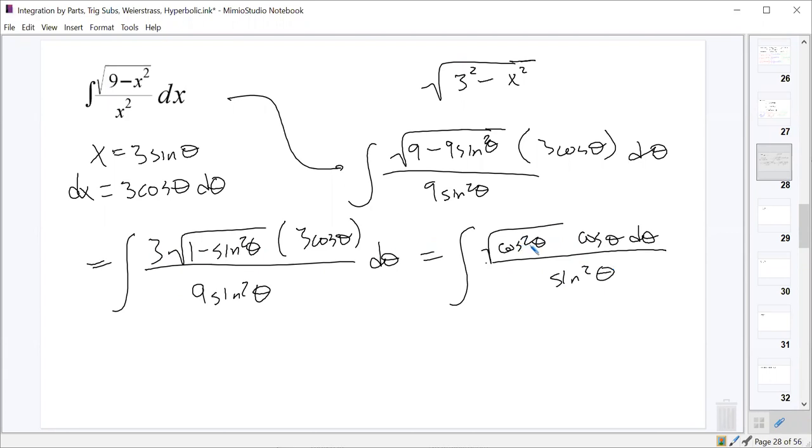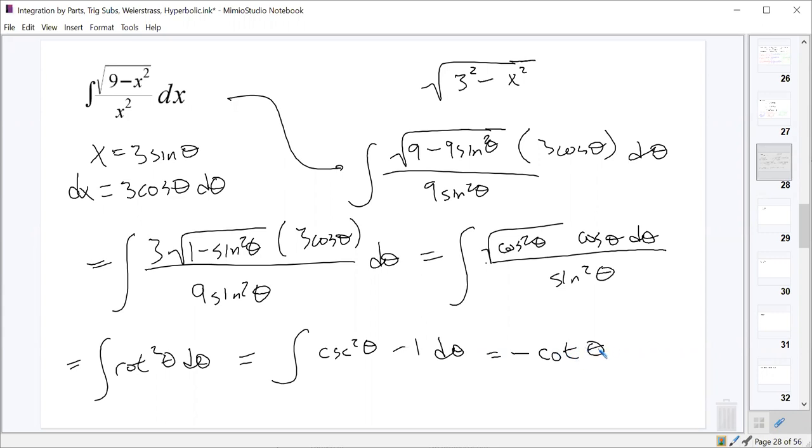And the square root of cosine squared theta is what? Just cosine theta, right? So cosine theta times cosine theta is cosine squared theta over sine squared theta. Ought to be an integral of cotangent squared theta d theta. And how do we integrate cotangent squared theta d theta? We need to use a trig identity and turn that into an integral of cosecant squared theta minus 1 d theta, which gives us, what's the integral of cosecant squared? It ought to be negative cotangent theta. And then the integral of minus 1 d theta is minus theta plus a constant. And that's not our final answer, but everybody good up to that point?